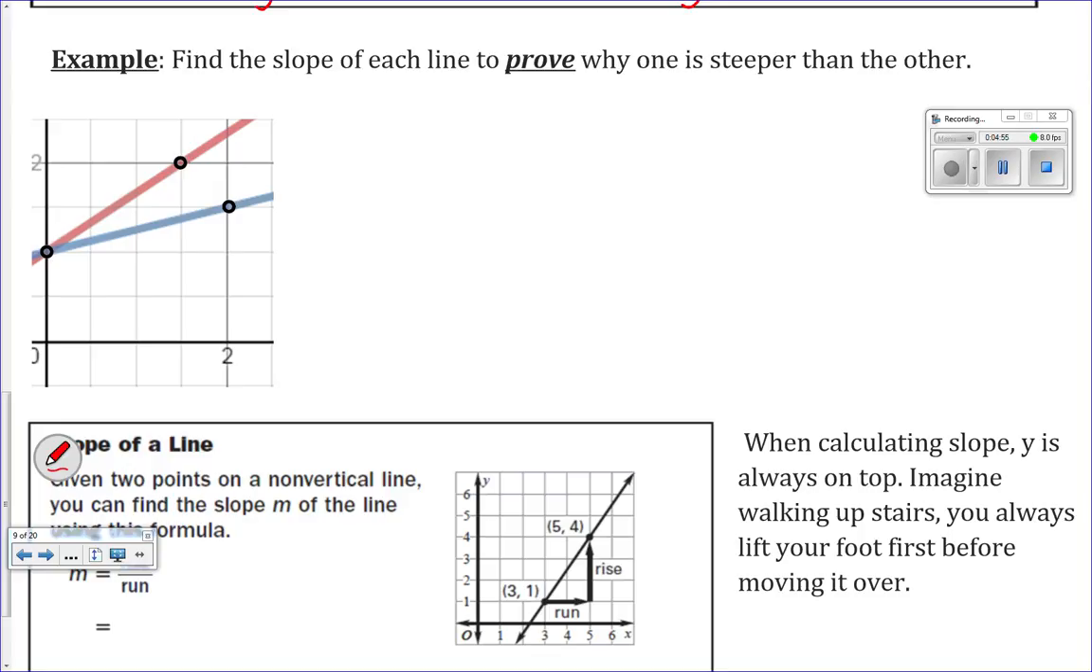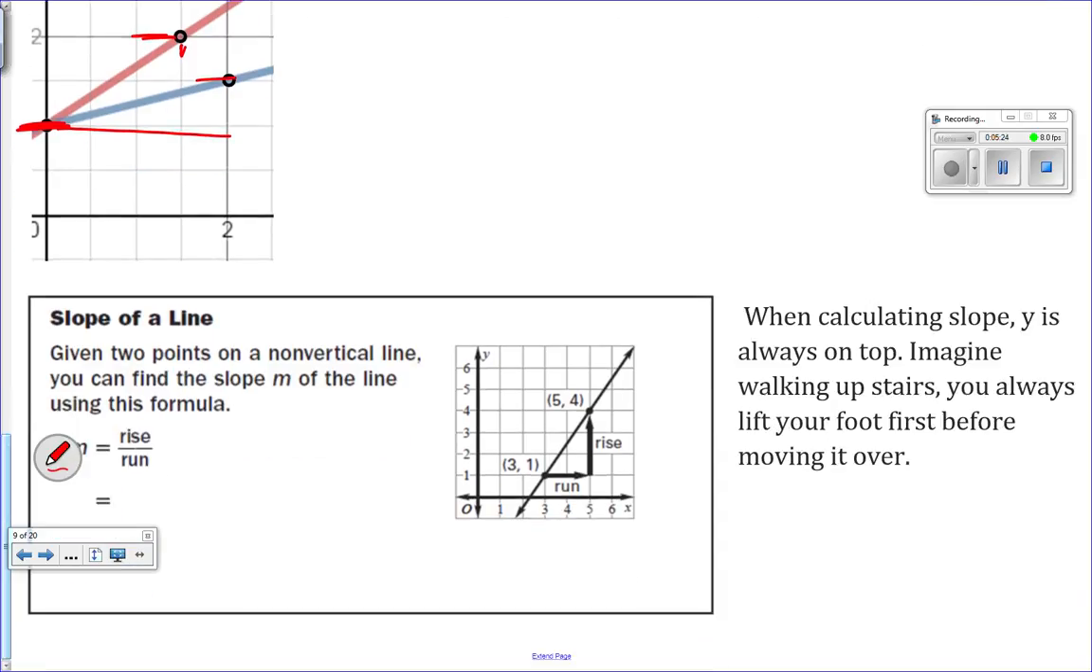Which line is steeper, the red one or the blue one? If we think about it, the red one is steeper, right? It's going higher in a shorter amount of time. The red one, they both start at the same spot. The red one is actually getting higher though, right? And it's doing it sooner. The blue one takes longer and doesn't get as high. So if we were just going to talk about it strictly in terms of words, that's what we would say.